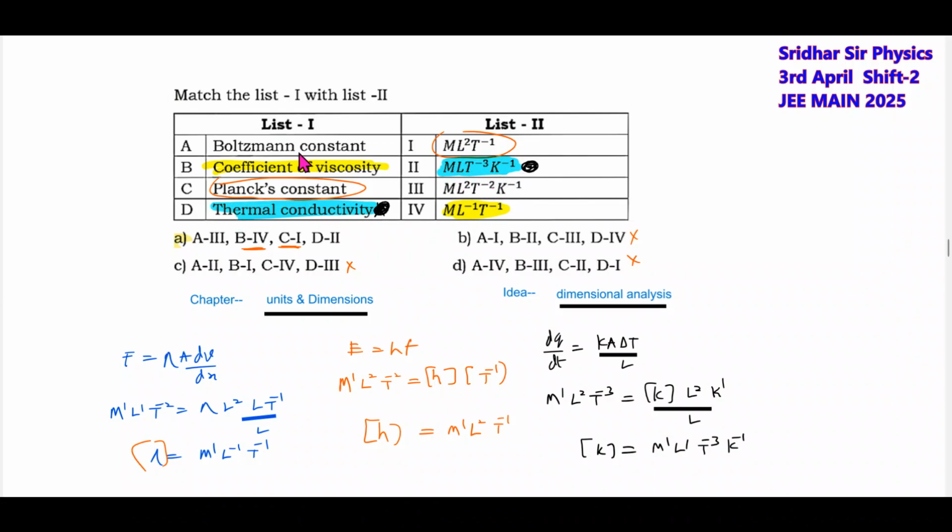Rest all Boltzmann constant. Boltzmann constant will be k, no? Average translational kinetic energy is 3 by 2 kT. How to define the Boltzmann constant? Average translational kinetic energy will be 3 by 2 kT. Kinetic energy, what will it be? M1 L square T minus 2. Dimensions of k will be M1 L square T minus 2 K minus 1.